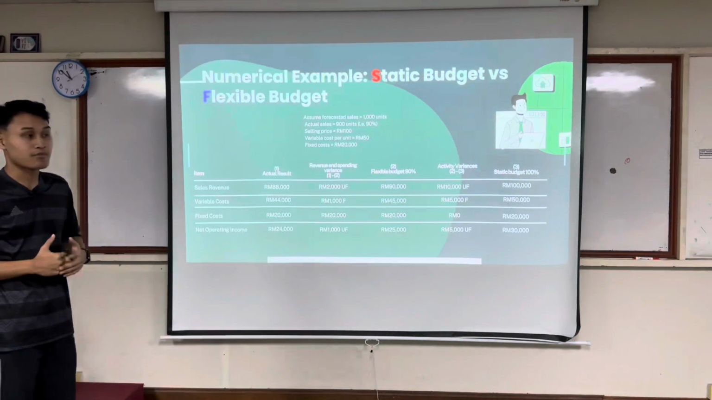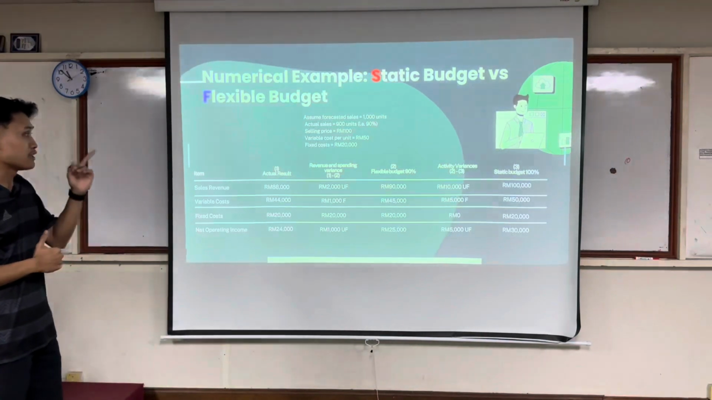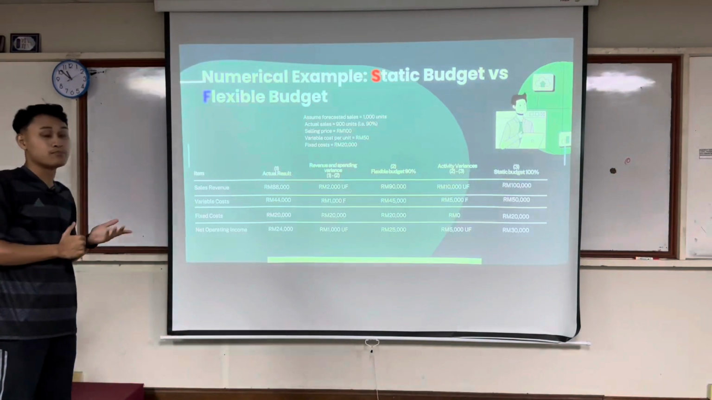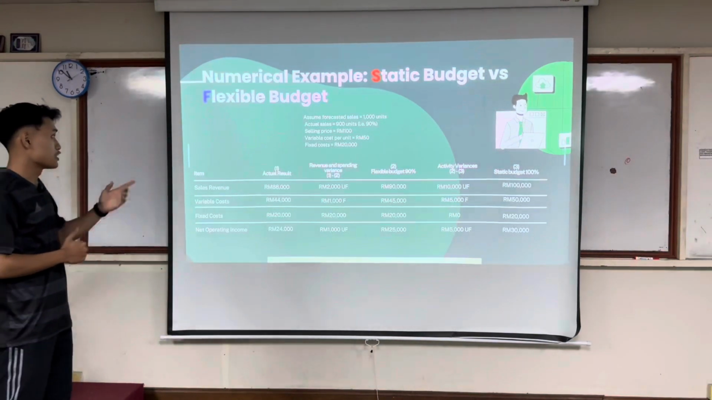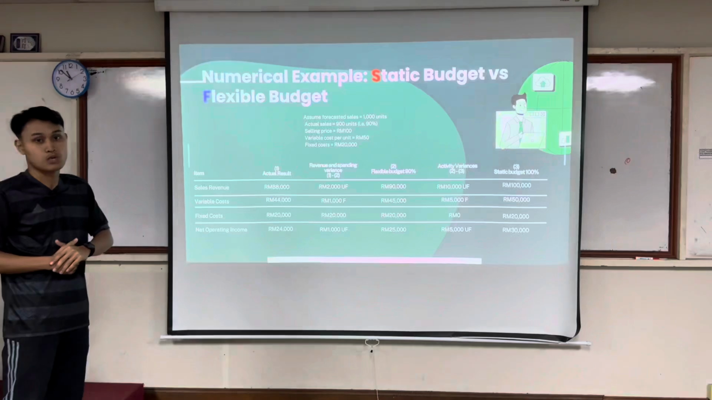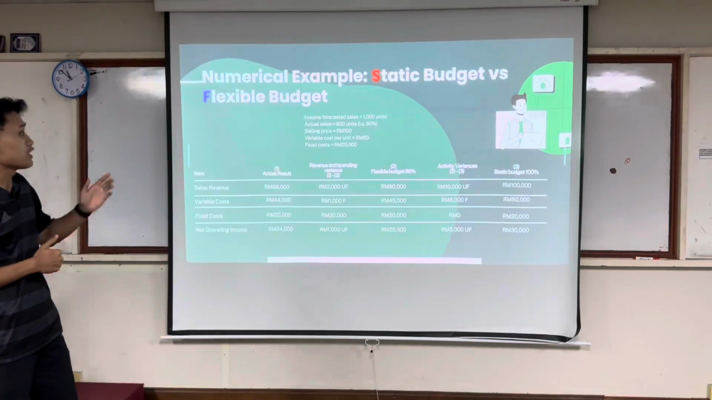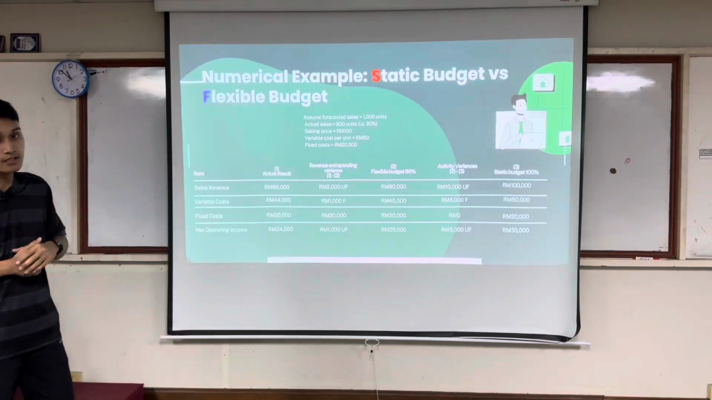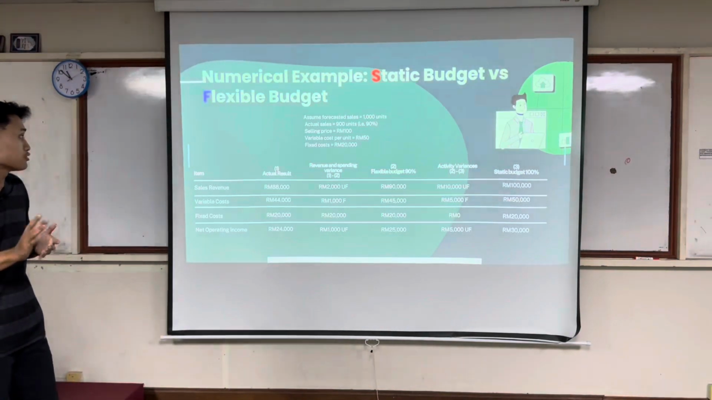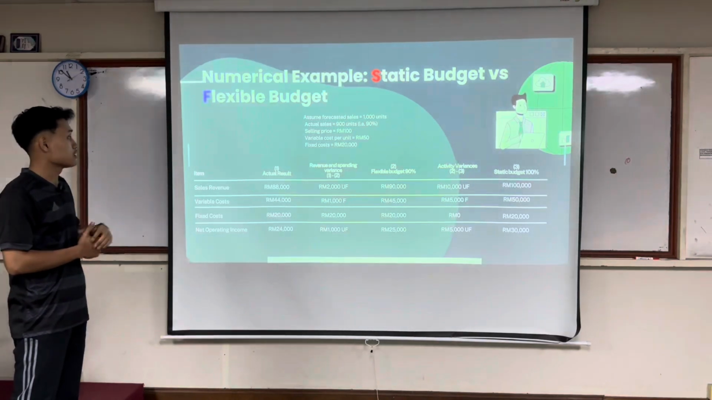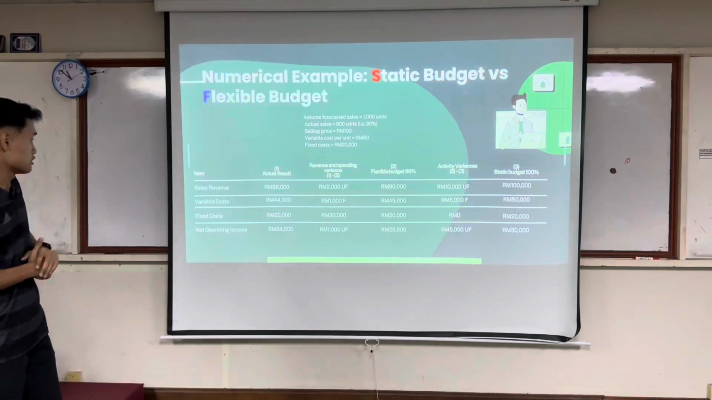So as was mentioned by Haziq earlier on the definition of the static budget and flexible budget. Now we're going to look more deeply into the example here. Assume forecasted sales is 1,000 units, where actual sales is 900 units, which is 90% of the forecasted sales. The selling price is 100, which is the same throughout the year, and the variable cost per unit is 50, and fixed cost is 20,000.